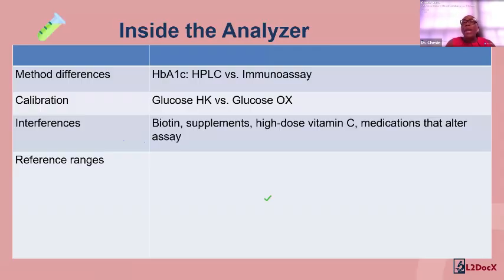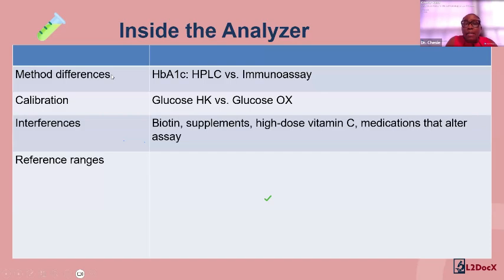Inside the analyzer. So now we are in the lab. That sample has left the doctor's office and now it's in the lab. It's in my hands. It's in the hands of a technician in the lab. There are different reasons why we experience discordance, even within the level of the lab. Method differences. Hemoglobin A1C, which is used in diagnosing or managing diabetes, has the HPLC method and the immunoassay method. These two methods vary. The HPLC method is actually the method that is affected by turmeric.